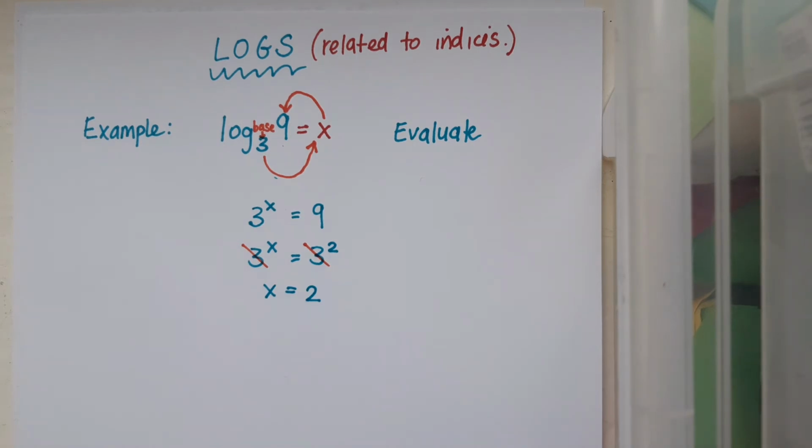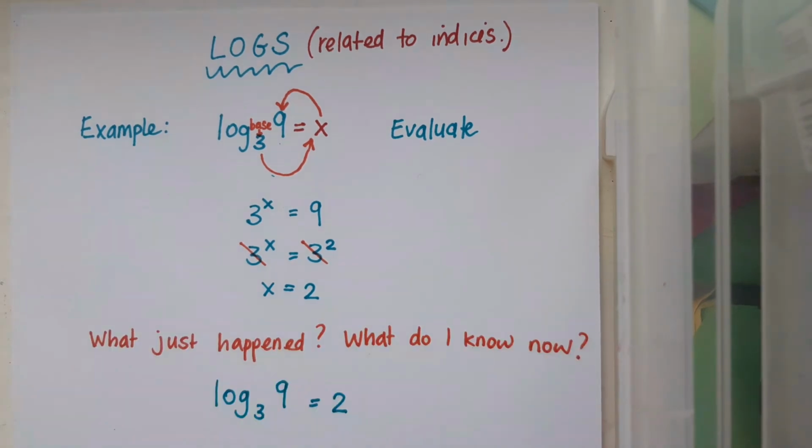So what does this mean for our original question? We're after working out that log to the base 3 of 9 equals 2. What this means is that when I put 3 to the power of 2, I get 9. 2 is my solution.